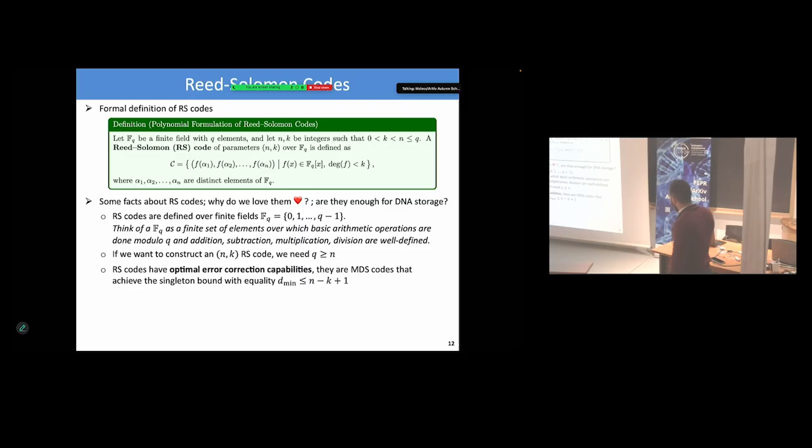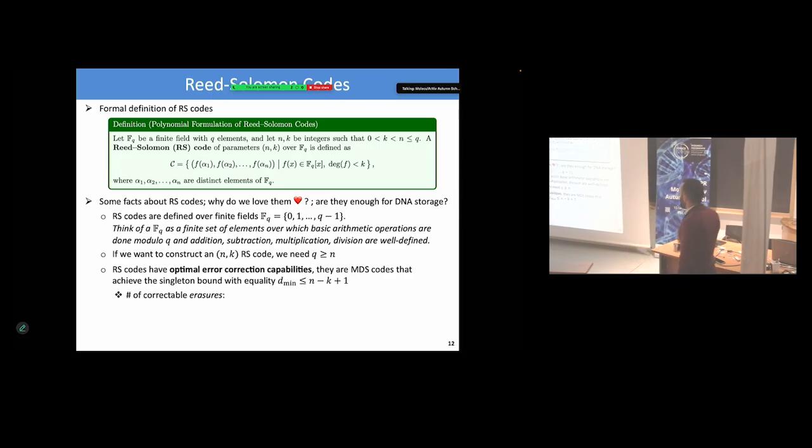Okay? Why are Reed-Solomon codes popular and why do we love them? It's because they have optimal error correction capabilities. So they achieve what we call the Singleton bound with equality. Let me explain what that means.